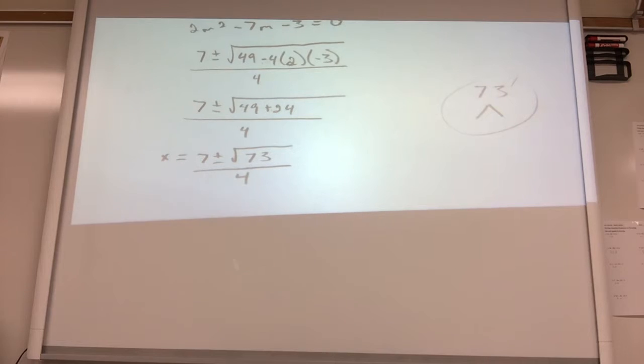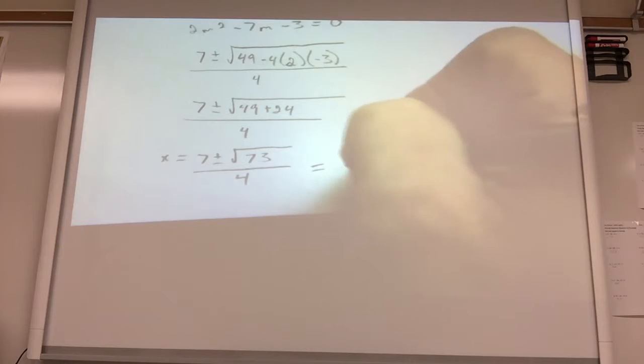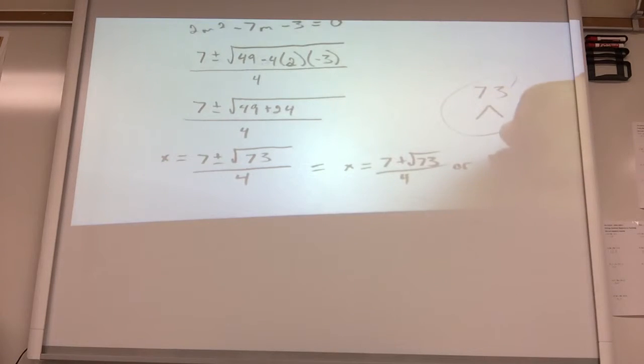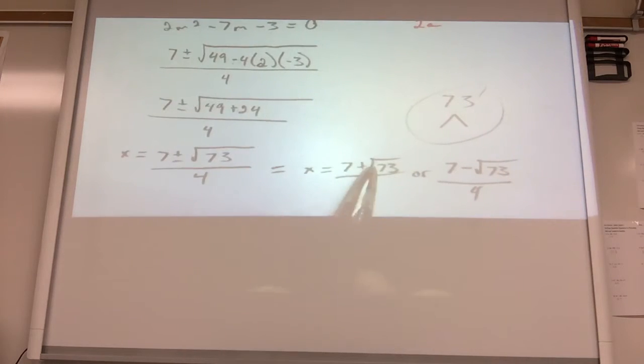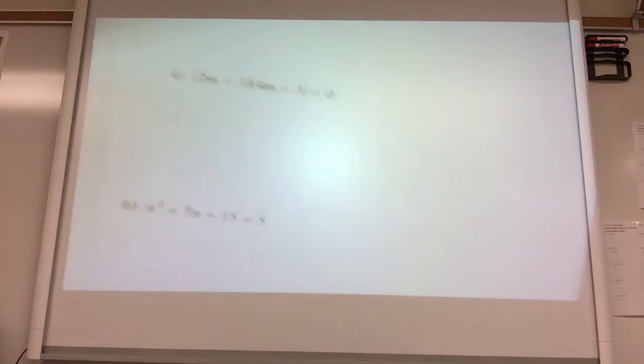The square root of 73 is already simplified. So sometimes your answers with the quadratic formula look ugly, but x equals 7 plus the square root of 73 divided by 4, or 7 minus the square root of 73 divided by 4. And if that confuses you, look, x equals 7 plus or minus the square root of 73 over 4. That's all I did. I just wrote them both out, a positive and a negative. Okay, so that's the quadratic formula.